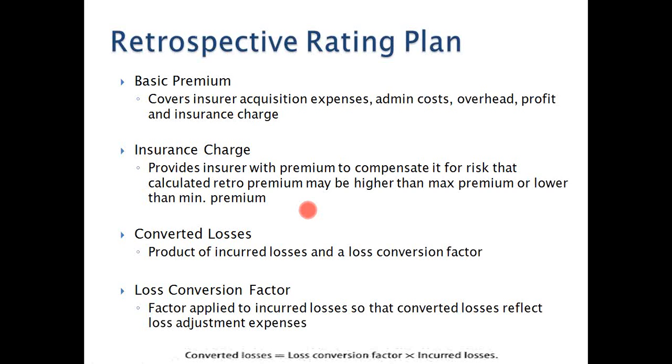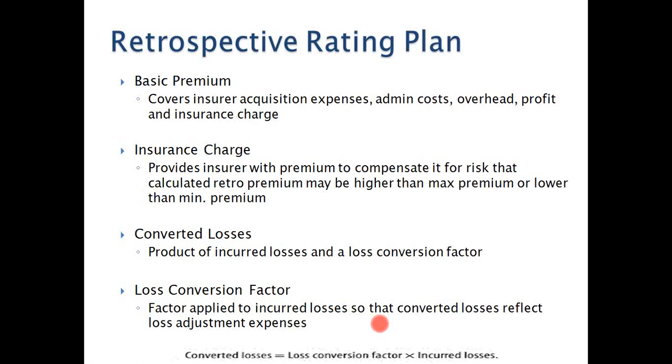The converted losses is the product of incurred losses and a loss conversion factor. So you'll see this in a moment when we go to the equation. So it's the product. We're going to multiply how much we incurred and a loss conversion factor, so that we can come up with a number for those expected losses. It's like your loss development factors, basically. And so the loss conversion factor is a factor applied to incurred losses. Okay, so the converted losses reflect loss adjustment expenses.